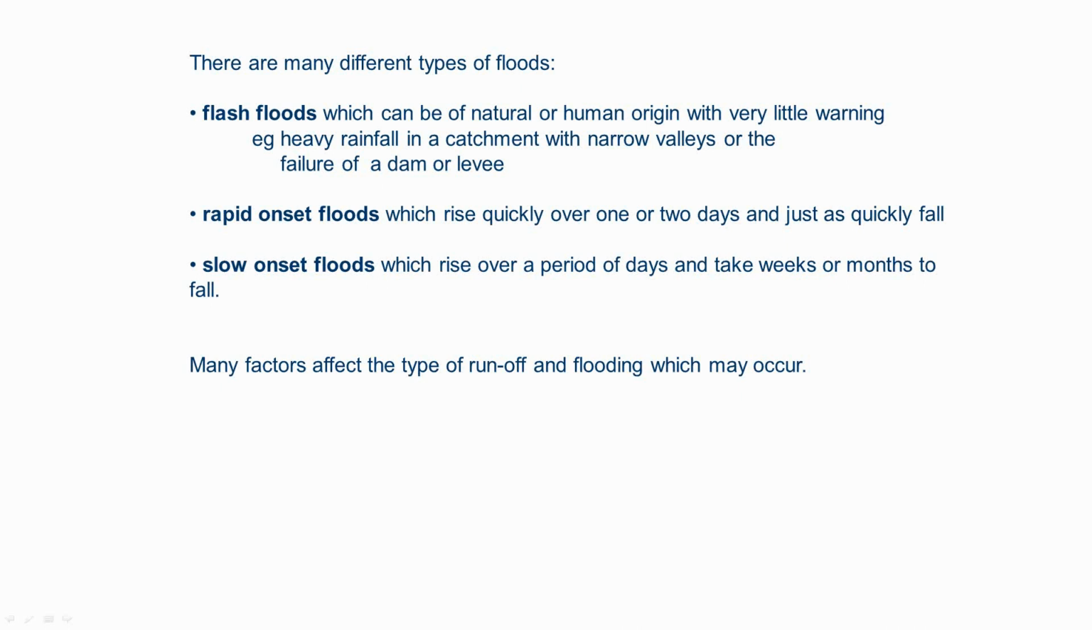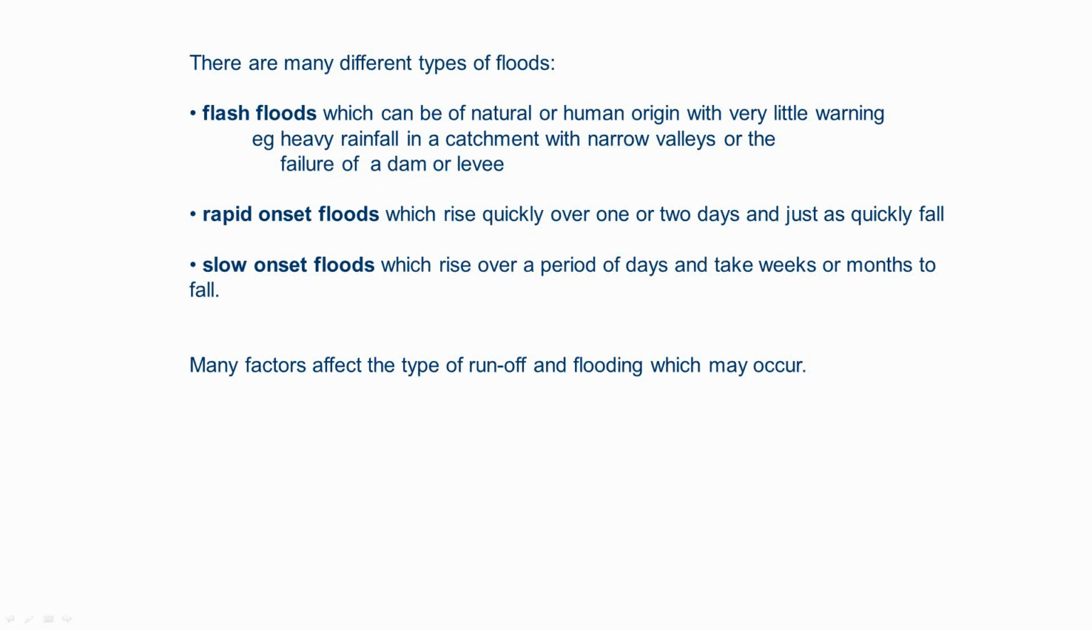Right. Types of floods that we get, many different types. The very quick one, right, is the flash flooding. It can be natural or human origin, often occurs with little warning. You often hear of campers being trapped and sometimes unfortunately swept away when we have heavy rainfall in a catchment with very narrow valleys, or we have the failure of a dam or levee in a particular area.